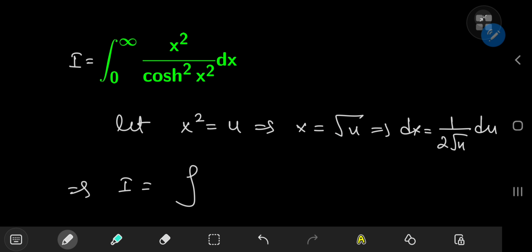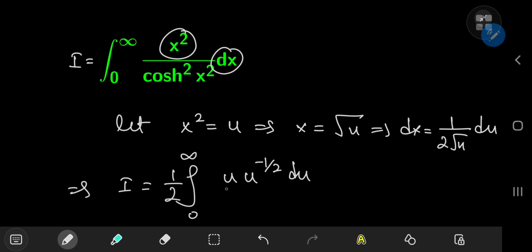Well, as x approaches 0, u will also approach 0, and as x approaches positive infinity, u will also approach positive infinity, right? So we have the integral from 0 to infinity of this term, which is now u, and the differential element is 1/2 times u to the negative 1/2 du divided by the square of the cosh of u. And we can write out the numerator as u to the 1/2, of course.